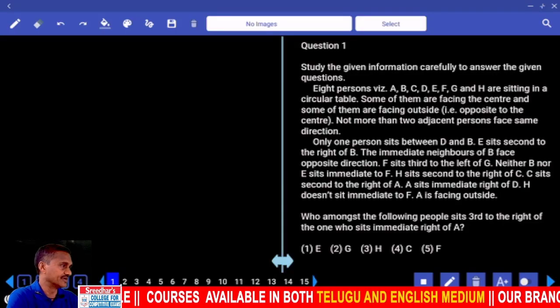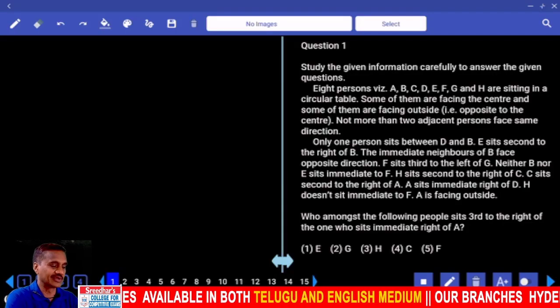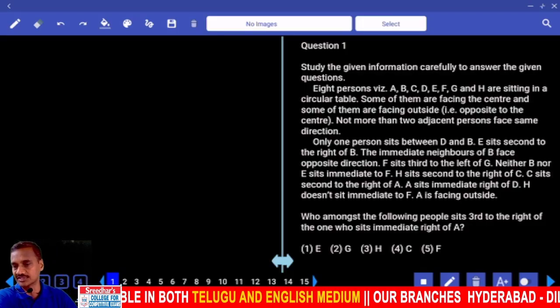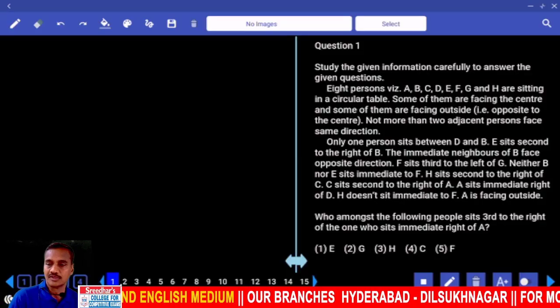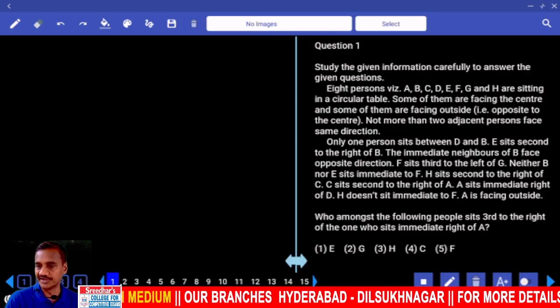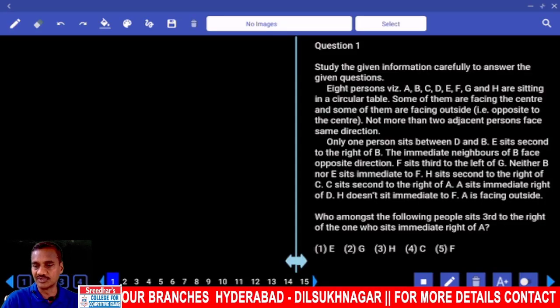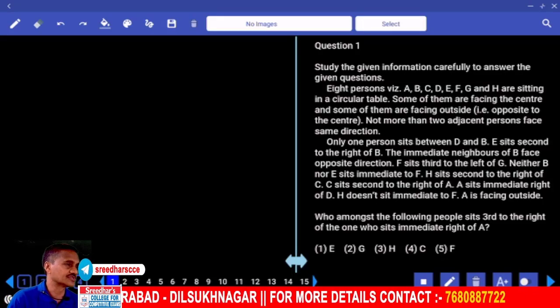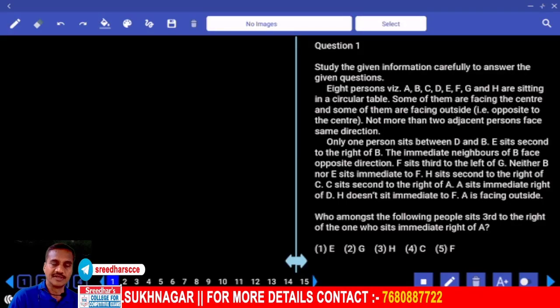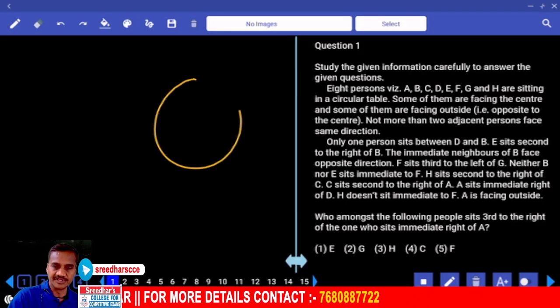Now, paper number 22, RRB Clerk Prelim. Let's start. Question numbers 1 to 4. These four are based on sector arrangement. Some are inward, some outward. These are the eight persons we have.